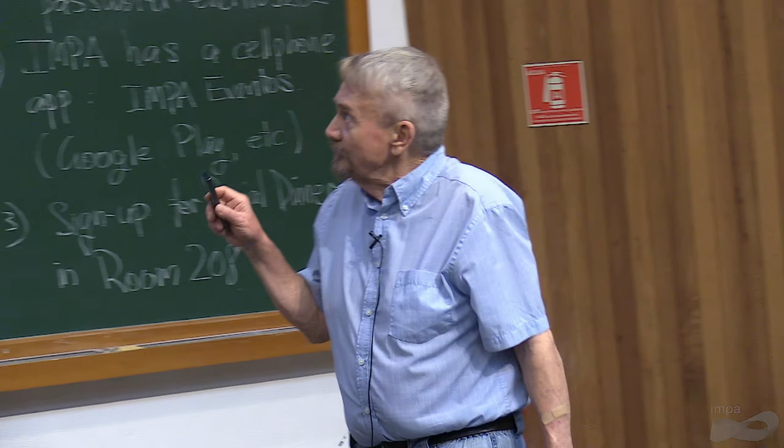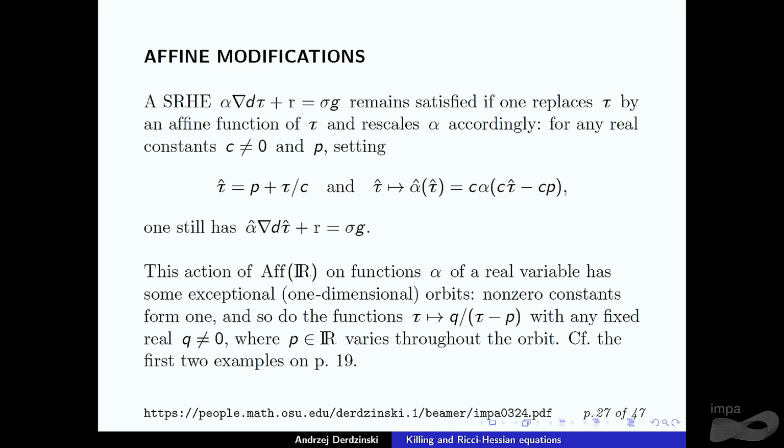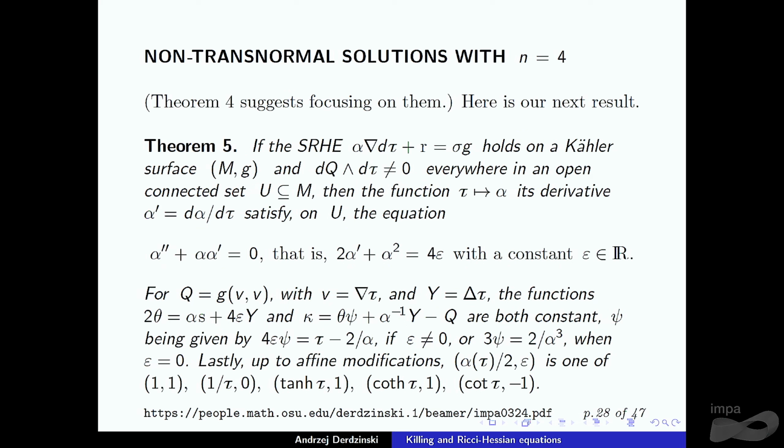So let's take a look now at what happens. We get this conclusion in the theorem that your function alpha, if you divide it by 2, is one of those 5 cases listed in the bottom line. Up to affine modifications, these are the solutions. Then, what else do we see?